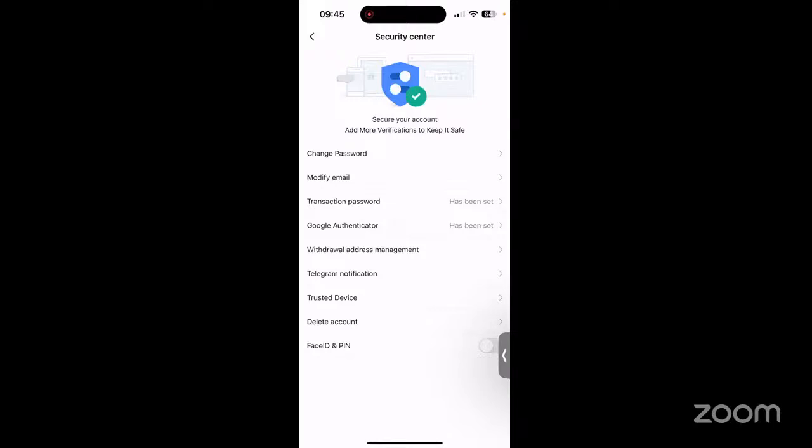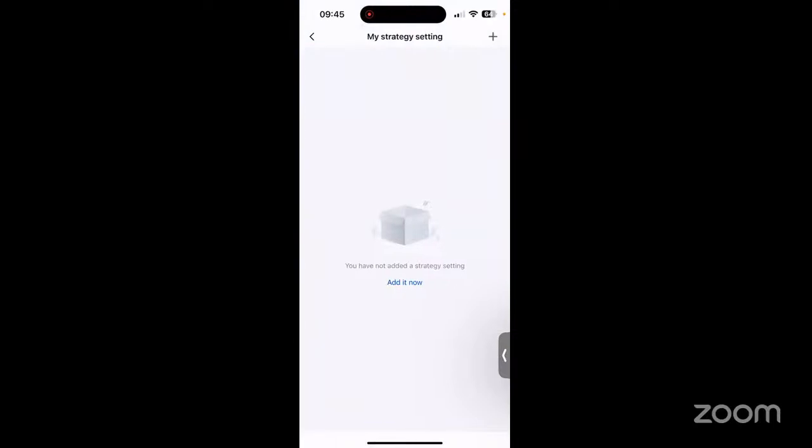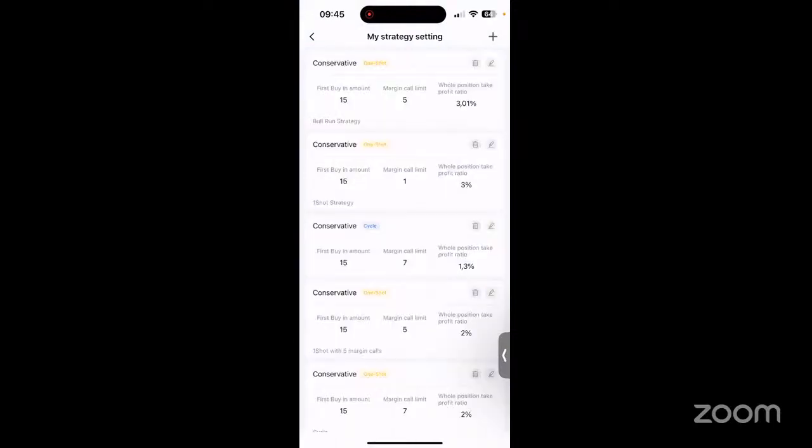Simple as that. Okay, let's move out of security. Let's go to my strategy settings. You can add as many trade settings as you want. We have a lot: Bull Run strategy, Super Wine, a lot. You add all the strategies. Anytime you want to pick a coin, you just pick it if you want to use that strategy.